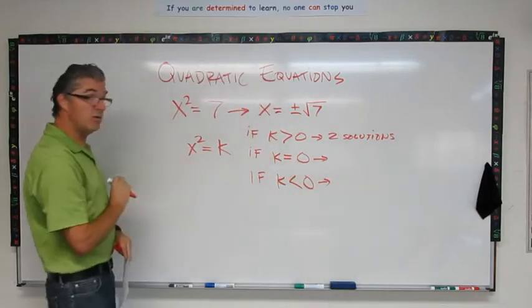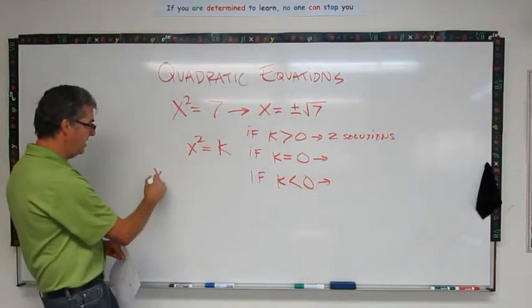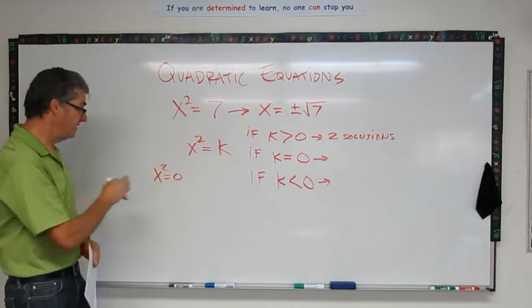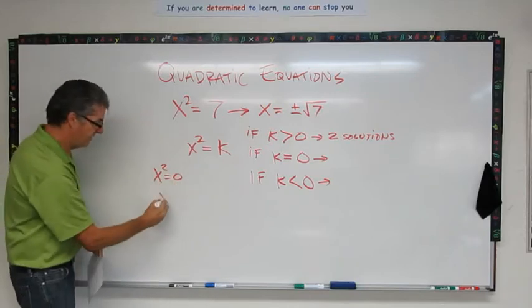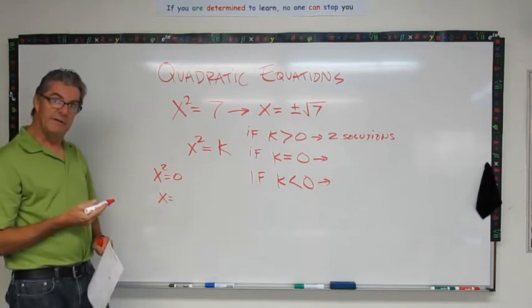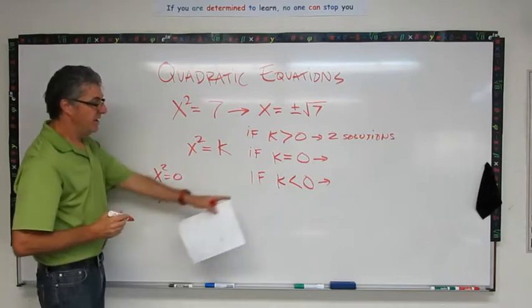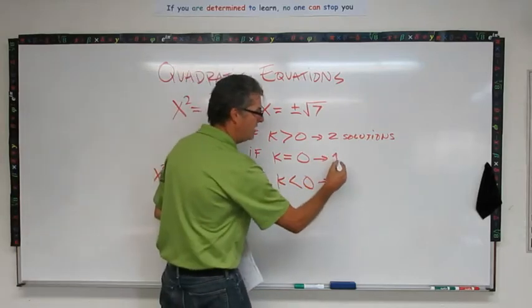Now, if k equals 0, perhaps like x squared equals 0, can we solve that? Of course we can. Take the square root of both sides. Now the square root of 0 is what? 0. Because 0 times 0 is 0. So if k equals 0, we have one solution.